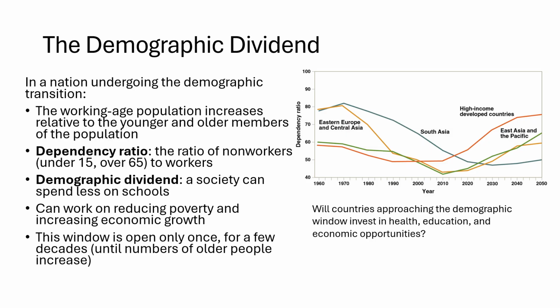This is what we call the demographic dividend, investing a little bit less in education, but investing more in job opportunities. So this can work in reducing poverty and increasing the economic growth of the country. However, this should only be done for maybe a few decades, two to three decades, until the number of older people increases. Once the proportion of older people increases, you need to invest again into education. So we are going to see why in part B.